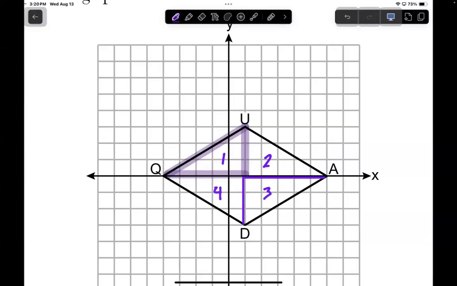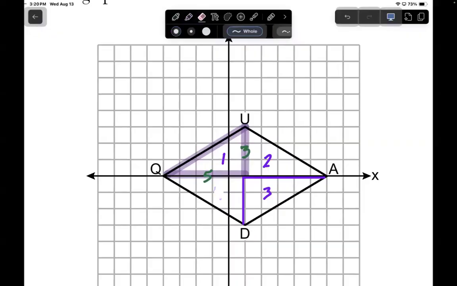We have 4 of these triangles. If you just find one of them and then multiply by 4. So the height of this triangle is 3, right? And then 1, 2, 3. And the base is 5. Let me erase these other numbers because I don't want to confuse everybody.